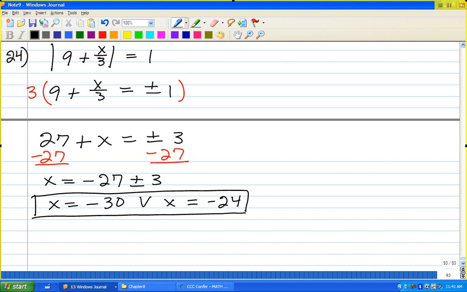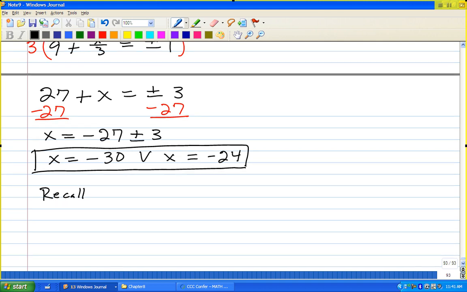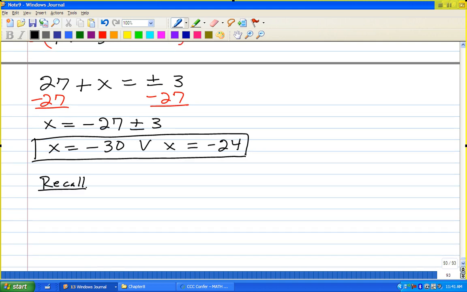So, let's recall the following. The absolute value of x is equal to x if x is greater than or equal to 0. It's equal to negative x if x is less than 0.